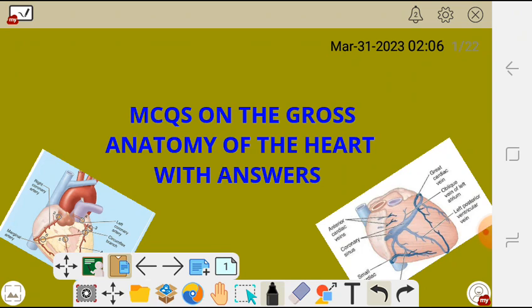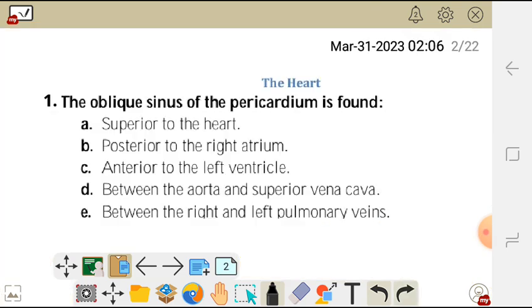In this video I'm going to go through multiple choice questions on the gross anatomy of the heart. The first question reads, the oblique sinus of the pericardium is found: A. Superior to the heart, B. Posterior to the right atrium, C. Anterior to the left ventricle, D. Between the aorta and the superior vena cava, E. Between the right and left pulmonary veins. So where is the oblique sinus of the pericardium found?